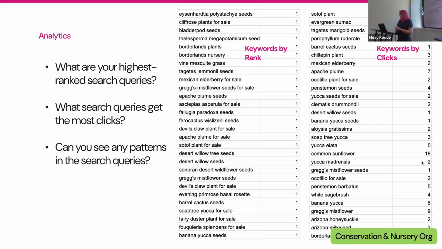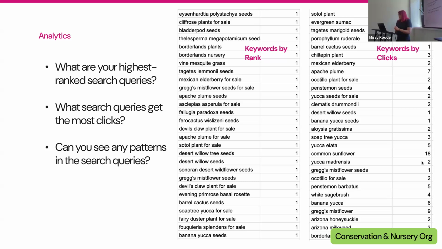And so we want to know, what are the highest ranked search queries? So what's showing up the highest? And then what search queries are getting the most clicks? They're typically not the same. And there's a lot of information to be found there. So I'm going to start with keywords by rank. So this just says, hey, Borderlands in this case is ranked very, very highly for these keywords. If someone searches for this, they're going to show up in the top results, which is great.